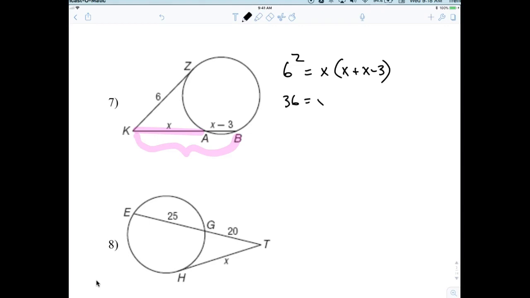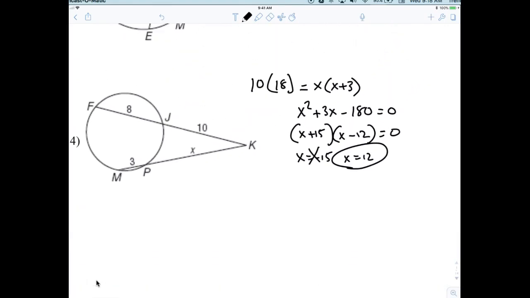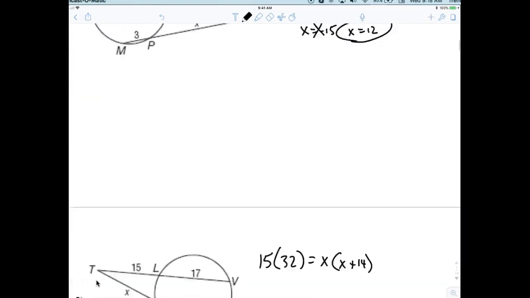So in this case, we would say 36 is equal to x times 2x minus 3. 36 equals 2x squared minus 3x. Agree? And so now 2x squared minus 3x minus 36 equals 0. Well, because when I distribute the x, it became x squared. Right? You good? All right, here we go.